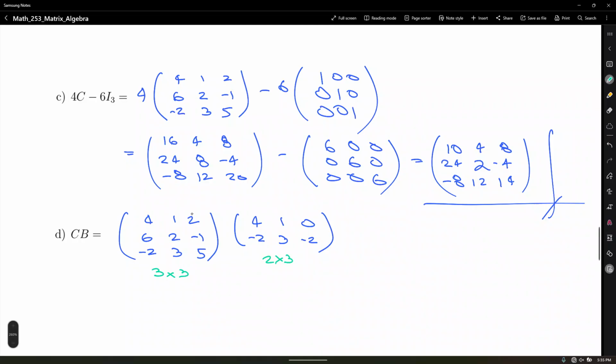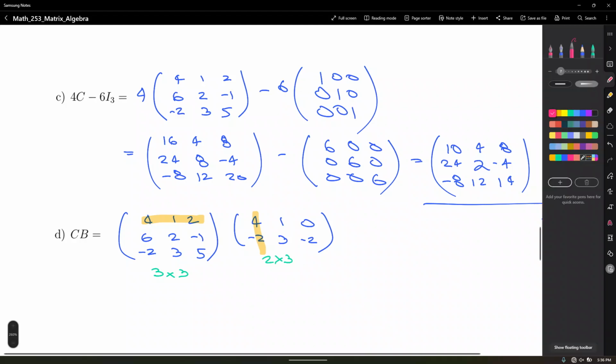Exactly, the number of columns in the first matrix must match the number of rows in the second, because guys, what happens if you try to do the same process? Oh, okay, 4, 1, 2, 4, -2. So you would have to multiply 4 times 4, whatever that is, plus 1 times -2, whatever that is. But what about these two here? There's no row of numbers here to keep multiplying that last entry. So that means undefined.